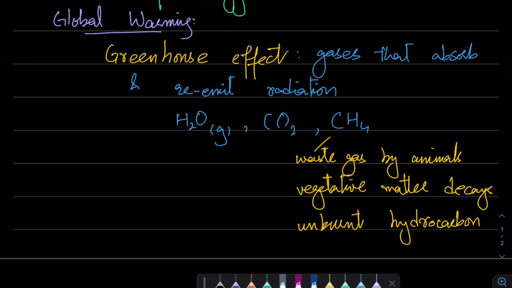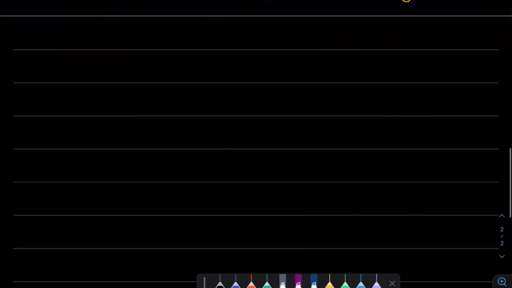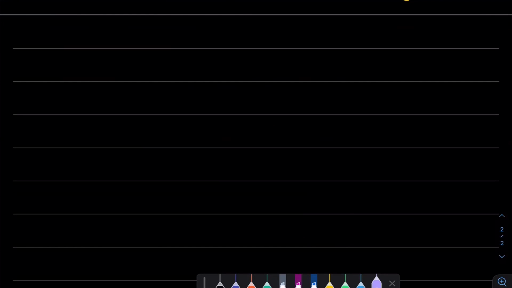But photosynthesis is a carbon negative process because it reduces the carbon that is given out in the atmosphere. Carbon dioxide absorb ho jati hai. Now, photosynthesis is a class of compounds called photochemical reactions. Photochemical reactions are reactions that require energy, or they get their activation energy from light.